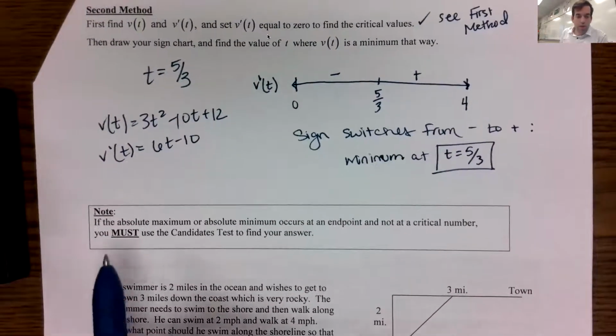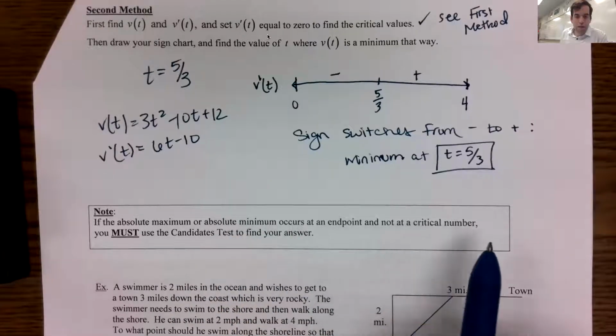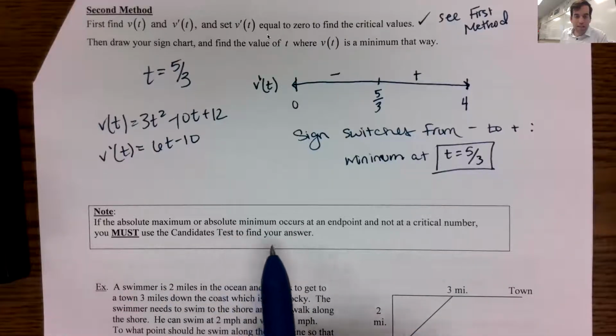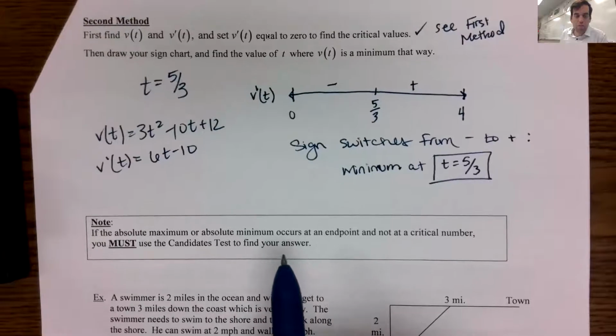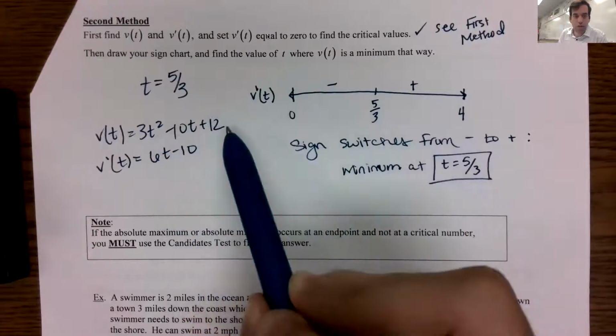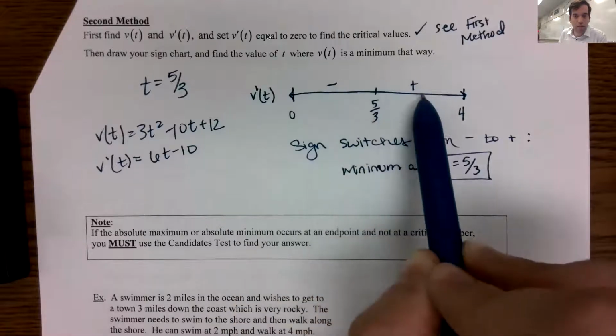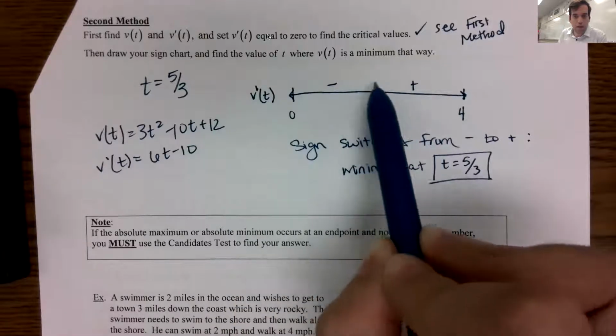But there is a special note here. If the absolute maximum or absolute minimum occurs at an endpoint and not a critical number, you must use the candidate's test to find your answer. So most of the time we're going to be wanting to use the first method, because this only works in a very specific situation. Since this velocity function was a quadratic, we knew it would only switch signs once. So we got lucky here.